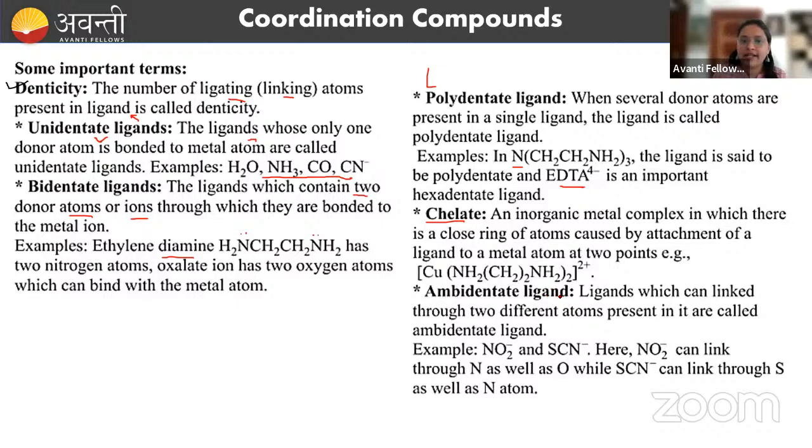Chelate. So what is chelate? An inorganic metal complex in which there is a closed ring of atoms caused by attachment of a ligand to a metal atom at 2 points. So what is the meaning of chelate? It means there are more than 2 atoms present in a given ligand.